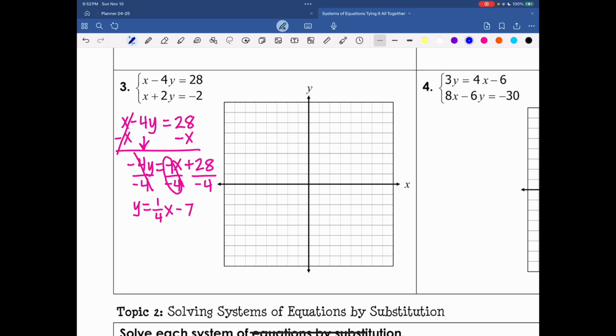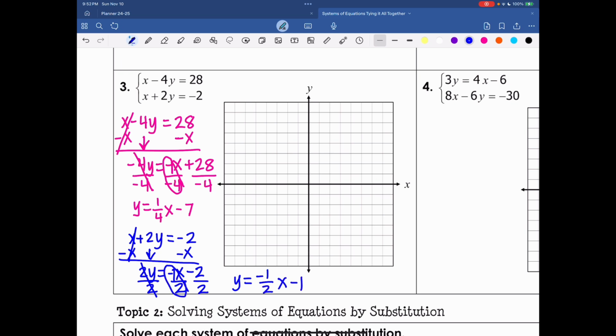Now I also want to solve the second equation. We have x plus 2y equals negative 2. So again, 2 steps. Move x, and I end up with 2y equals negative x minus 2. The last step is to divide every single term by the number in front of y. So here I'm dividing every single term by 2, and I end up with y equals negative 1/2 x minus 1.